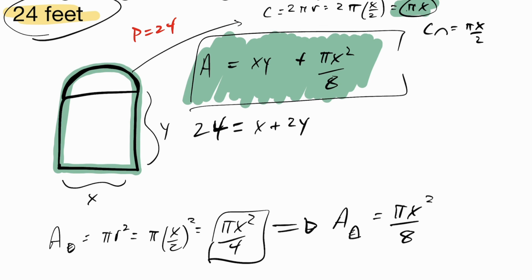So I'm going to go ahead and take that information and add that to my perimeter here. So it's going to be plus pi x over 2.